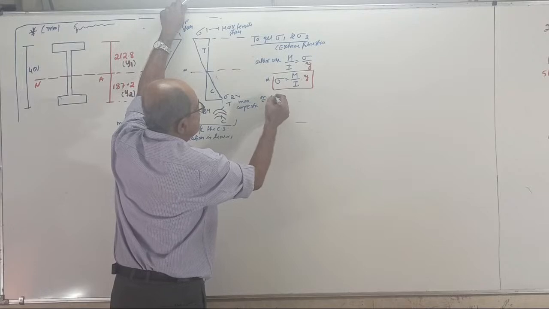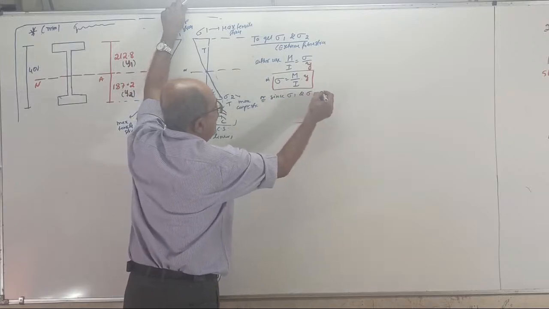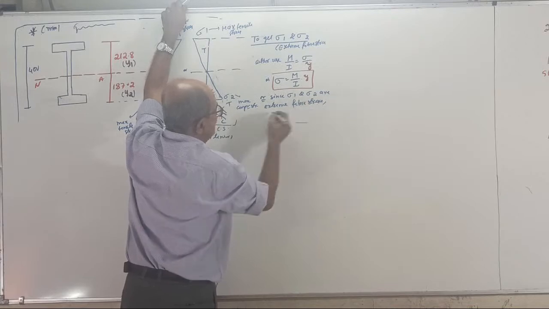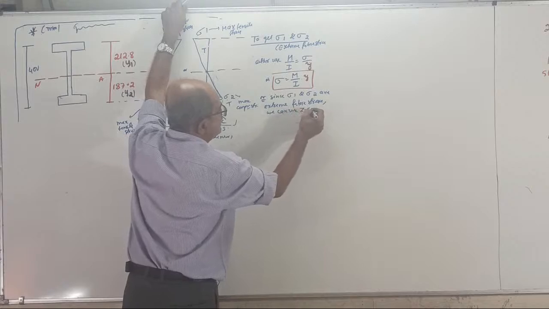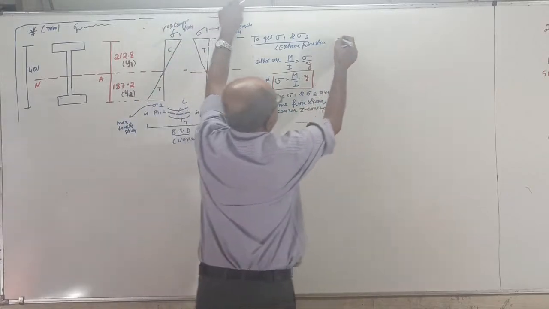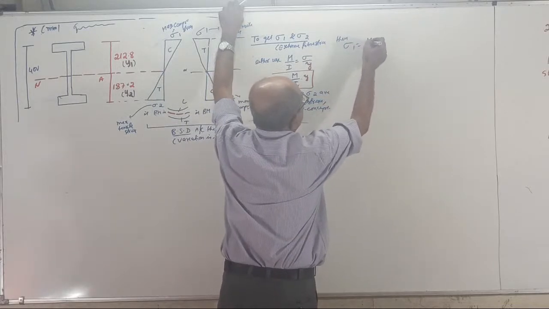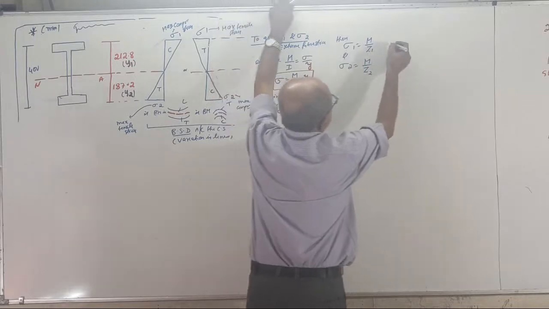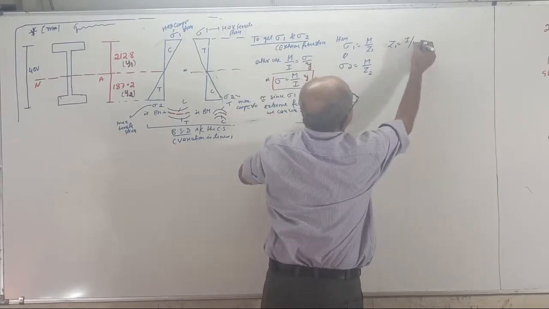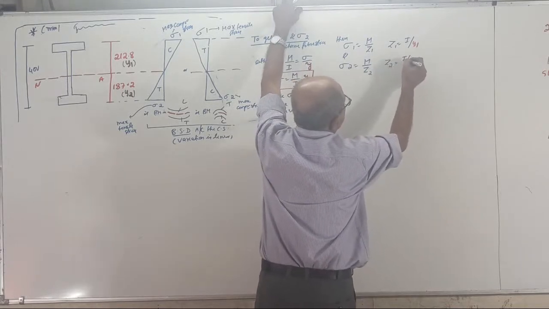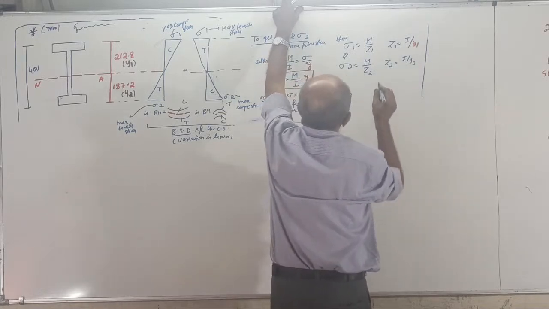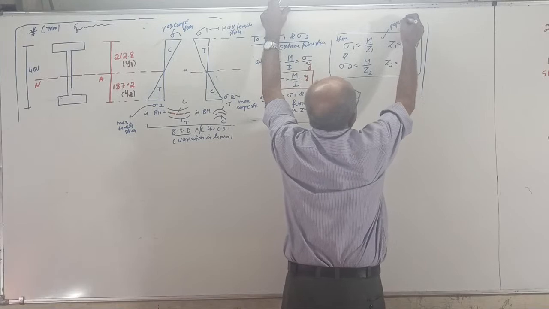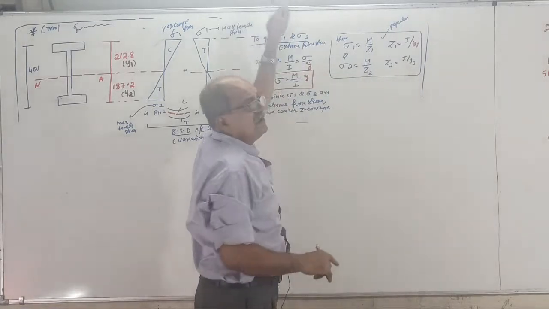Or since sigma 1 and sigma 2 are extreme fiber stresses, we can use the Z concept. Then sigma 1 equals M divided by Z1 and sigma 2 equals M divided by Z2, where Z1 equals I divided by Y1 and Z2 equals I divided by Y2. For this question, you can use anything, either that one or this one. Usually, for extreme fiber, the Z concept is the most popular.